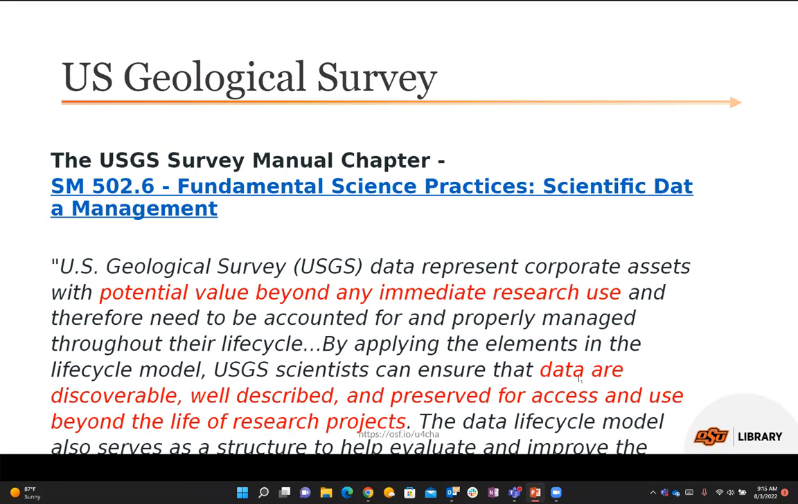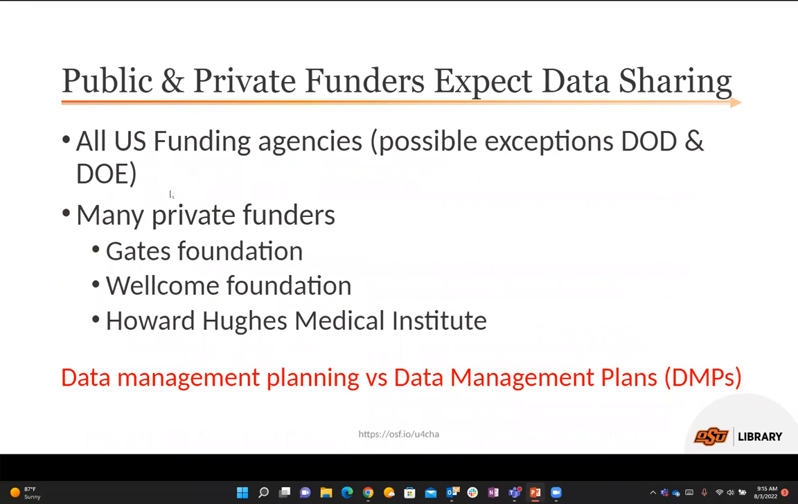So that's, you'll find that's a common theme throughout the other US funding agencies, as well as a lot of private agencies. The possible exception to that is Department of Defense and Department of Energy, who handle things that are classified. So not all of their data is probably public.